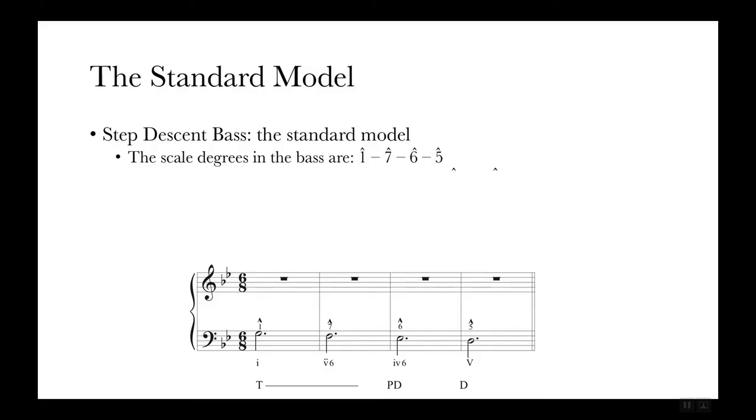So in the key of G, La, Sol, Fa, Mi, or 1, 7, 6, 5. Note that these scale degrees are in natural minor. The 6 and 7 are not raised. It's not G, F sharp, E, D. It's G, F, E flat, D.